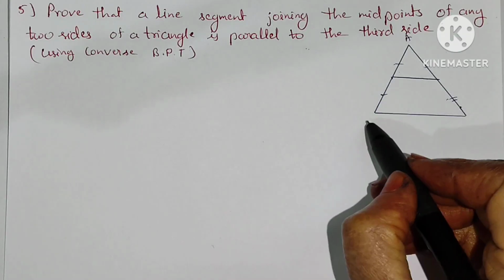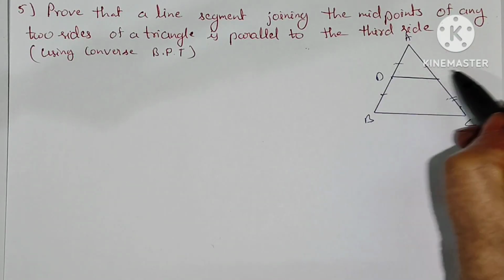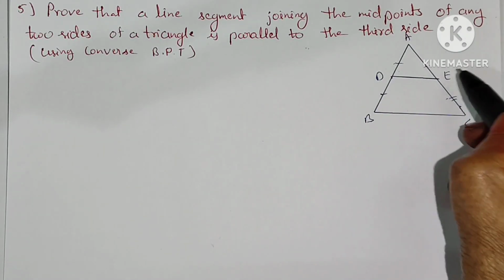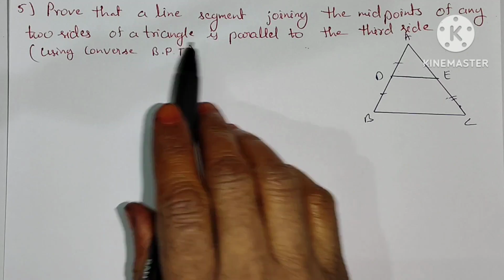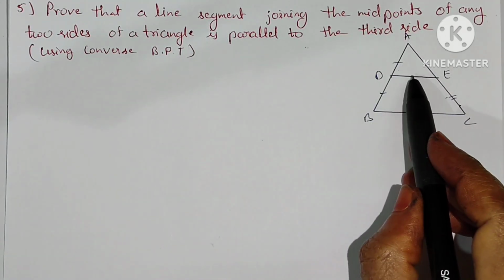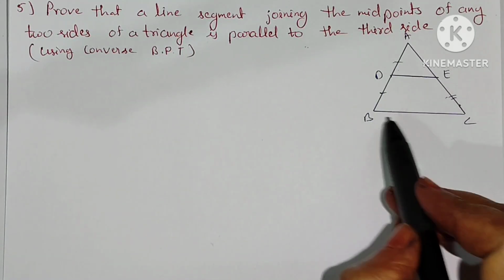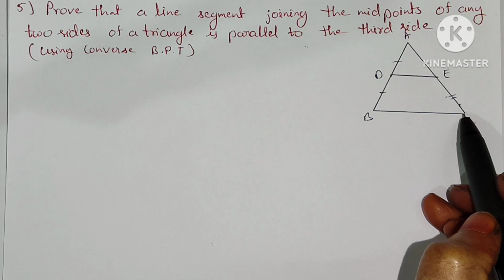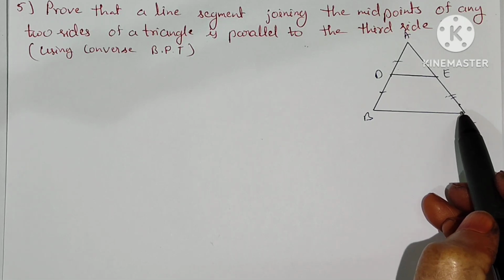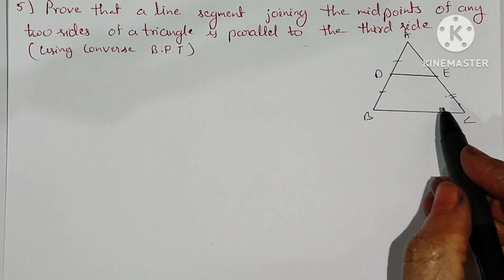So here in triangle ABC, the midpoint of AB is D, and the midpoint of AC is E. So here we can prove that DE is parallel to BC, the third side of the triangle.